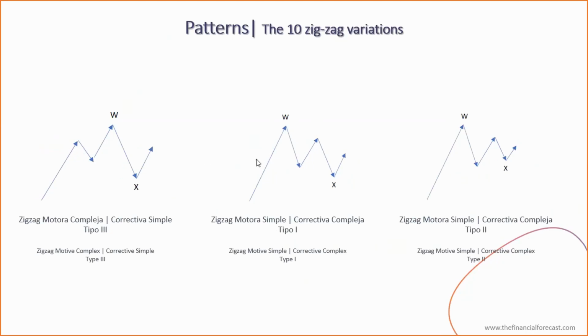Also, we can keep the first motive wave simple, but the correction can be complex. This will take a lot of time, and we will see this mainly in those shallow corrections. And also we can see the shape of a triangle. In this case, we don't see the complete triangle, but yes, we see the beginning of a triangle construction or a complex next Y wave.